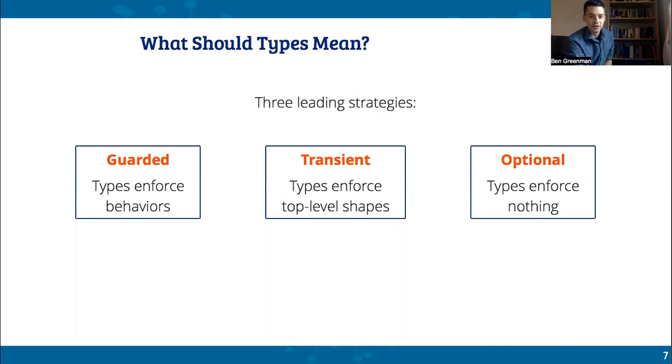The transient strategy doesn't use these wrappers. Instead, it has lightweight checks spread throughout typed code, and these enforce types as a kind of spot check throughout the program. And then third, the optional typing strategy says these static types should only be used for static analysis, and they shouldn't have any effect on how the program runs. So no wrappers, no spot checks, no checks whatsoever. So these are three strategies: guarded, transient, and optional.